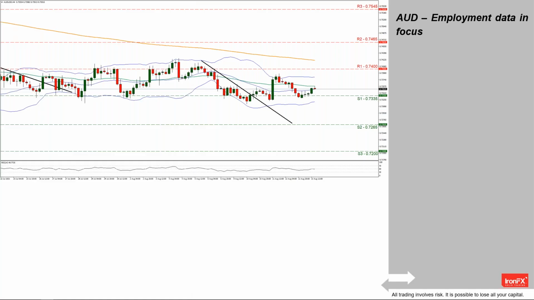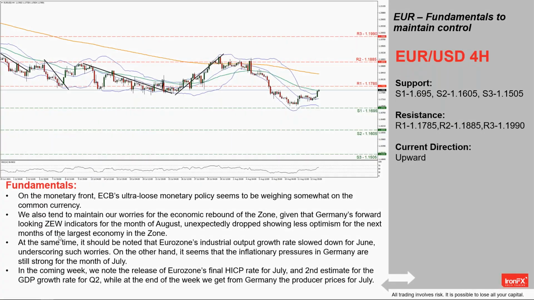We also tend to maintain our worries for the economic rebound of the zone, given that Germany's forward-looking ZEW indicators for the month of August unexpectedly dropped, showing less optimism for the next months of the largest economy in the zone. At the same time, it should be noted that Eurozone's industrial output growth rate slowed down for June, underscoring such worries. On the other hand, it seems that the inflationary pressures in Germany are still strong for the month of July.